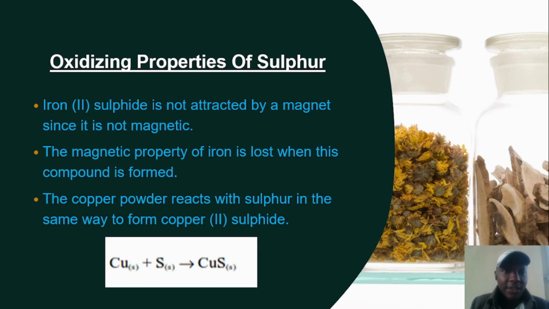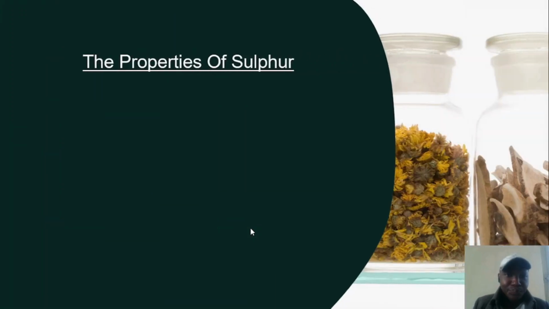So here you can see examples of how sulfur can react with various elements to form various compounds. For example, we've seen how sulfur can react with iron to form iron(II) sulfide, and also how it can react with copper powder to form copper(II) sulfide.